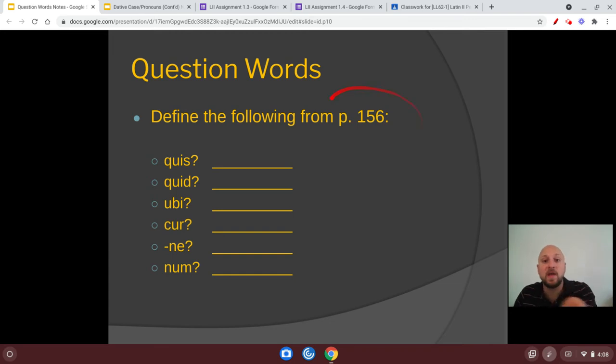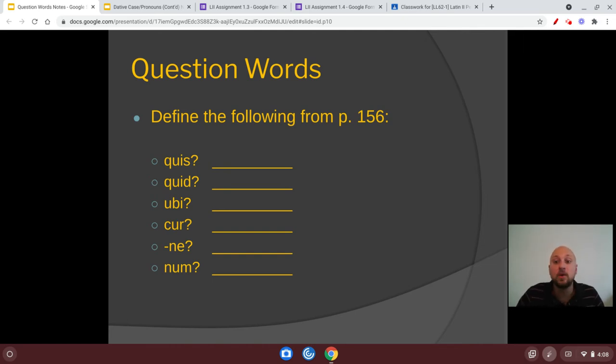So notice I have you going to page 156 as we start question words, and I haven't written here what these question words mean because the first four of these, quis, quid, ubi, and cur, are all review. They were in vocab lists early in Latin 1. And so I'm kind of hoping that this is more of a review in that regard. But ne and num are new in stage 11.